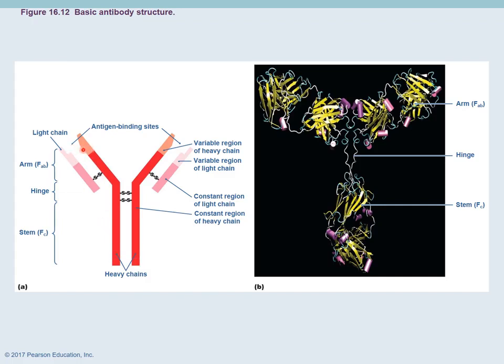As I said, the antibody can bind to the antigen, the foreign substance, and this is on the tips of the Y. That is where the antigen is going to bind. That is very, very specific. So if it can bind to E. coli, that is the only thing it will bind to. It will not bind to the influenza virus. It will not bind to loblolly tree pollen.